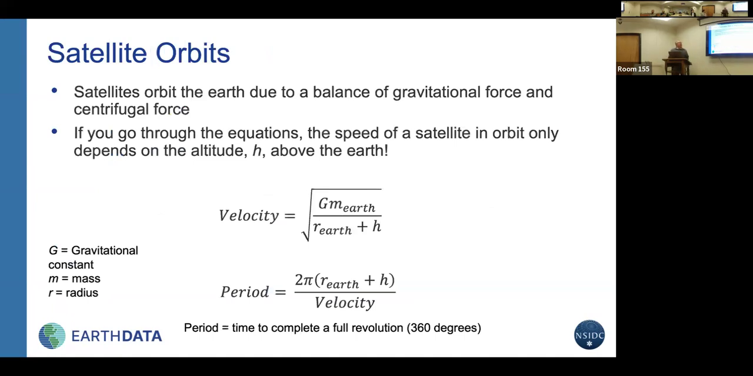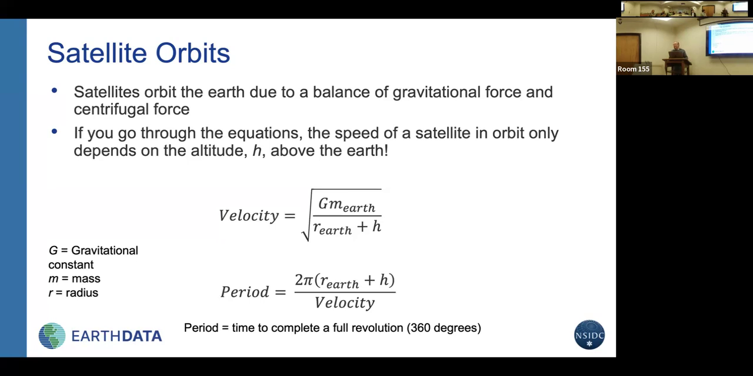A little divergence into satellite orbits. When satellites are in orbit around the Earth, the orbits are very important for what gets seen. It's looking down, and so where the satellite goes is important for what you see and where you can get data from. And so it's in orbit.